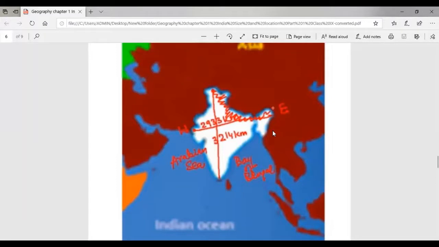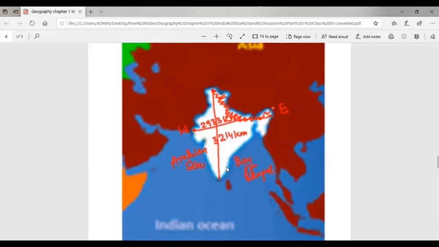Towards the south, we can see the shape of India tapers. Taper means narrow. If you analyze the shape of India, towards the northern part the shape is different, and when we move towards the south of India, the shape is narrow.